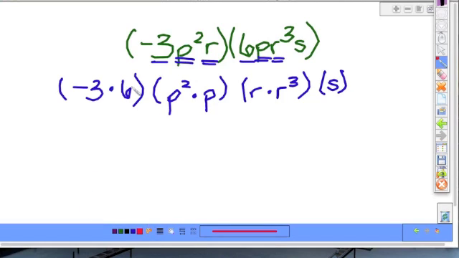Okay, so now let's go ahead and solve this out. We know 3 times 6 is going to give me 18. A positive and a negative equal a negative.